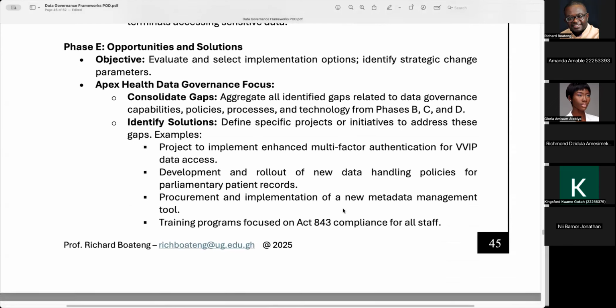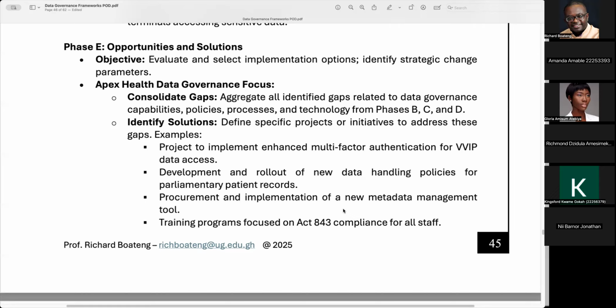In this phase, the architecture team consolidates all the gaps identified between the current state and the target architecture defined in phases B, C, and D. This includes gaps in data governance capabilities, policies, processes, and enabling technologies. They then identify potential solutions and define specific projects or initiatives required to bridge these gaps.